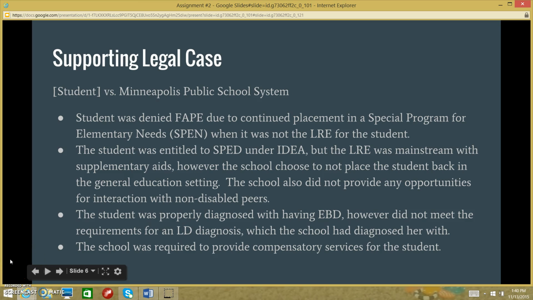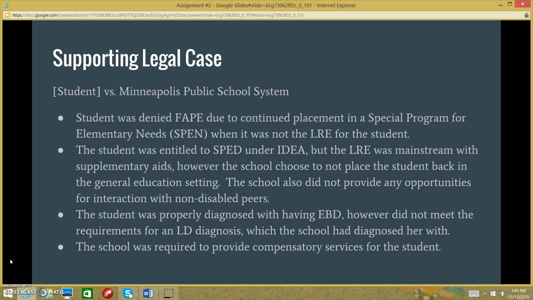The supporting legal case in evaluation identification is a student versus the Minneapolis public school system. The student was identified in kindergarten as needing special education in the areas of EBD. The child was placed into a SPEN program, special program for elementary needs, and remained there until the second grade. The parents then wanted the student to have a re-evaluation to be placed back into her mainstream class with her non-disabled peers. It is noted that the student was removed away from all non-disabled peers and was offered no interaction with any of her peers.